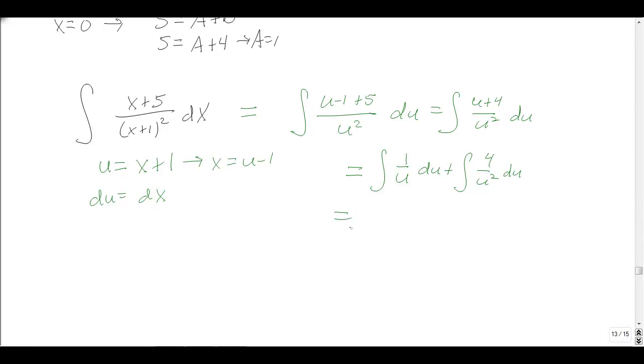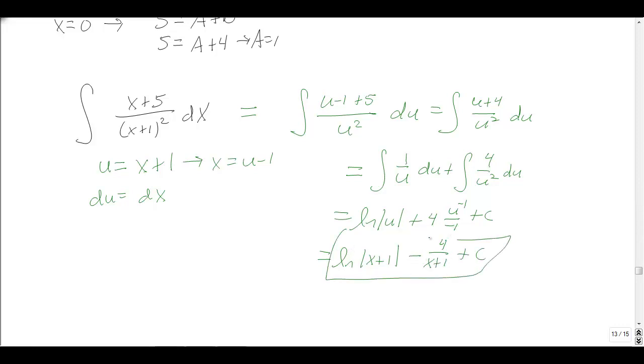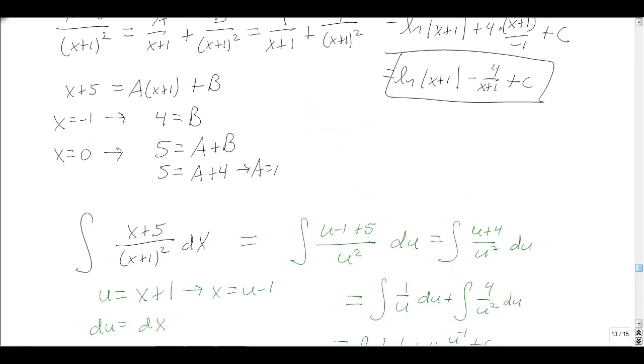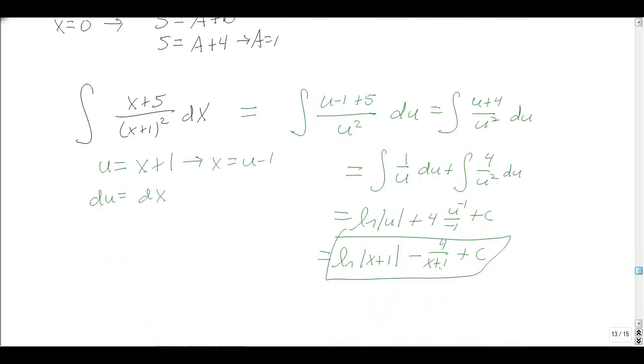The antiderivative of 1 over u du is natural log absolute value of u, plus 4 times u to the -1 over -1, because 1 over u squared is u to the -2, plus C. So I get natural log absolute value of u, which is absolute value of (x + 1), and minus 4 over u, but u is x + 1, plus C. So that's the same answer we got above. This answer matches what we got here, so that's reassuring, I guess.